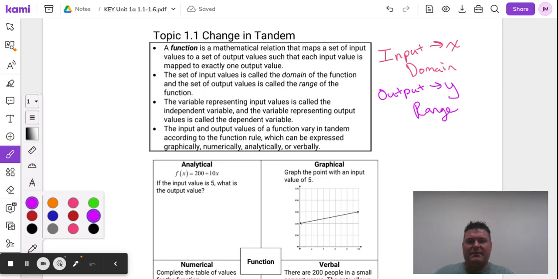Okay, so this set of input values, we went through these bullets already. The set of input values is called the domain of a function. The set of output values is the range of the function. The variable representing the input is called the independent variable. So input is independent, output is dependent.